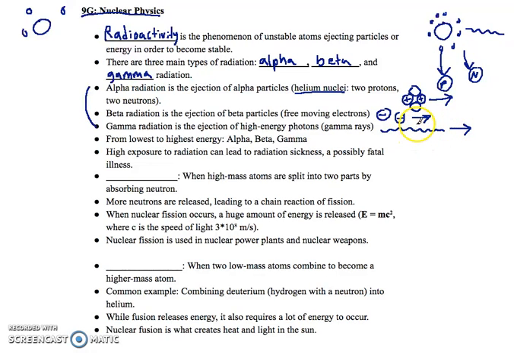So those are the three main types of radiation. And they're ranked from lowest to highest energy. So alpha is the least amount of energy, beta is in the middle, and then gamma is the most, or the highest energy.